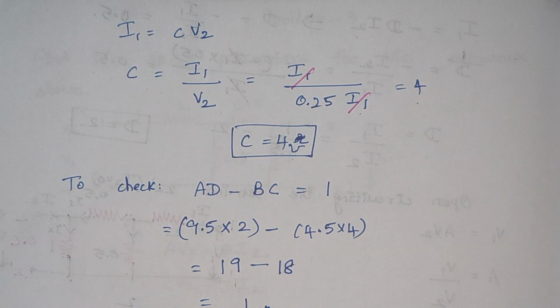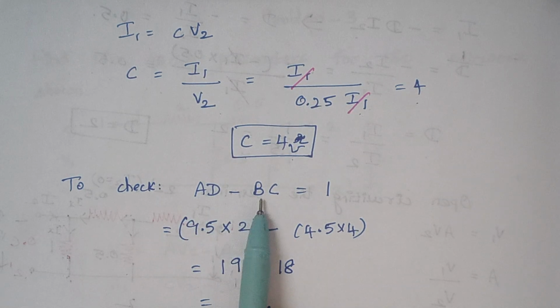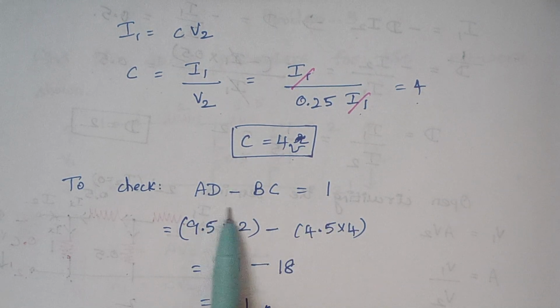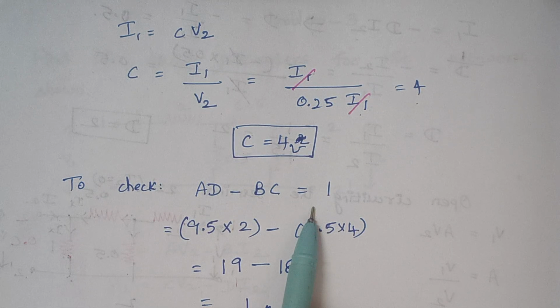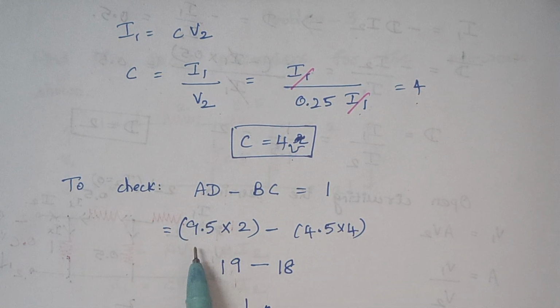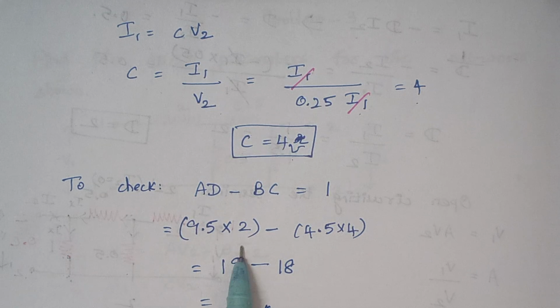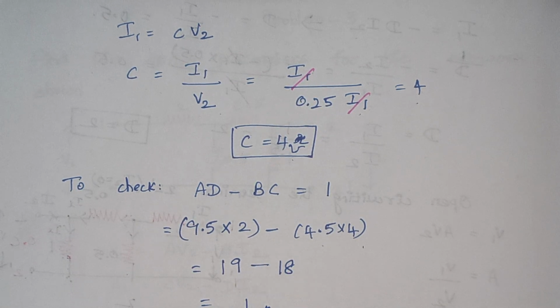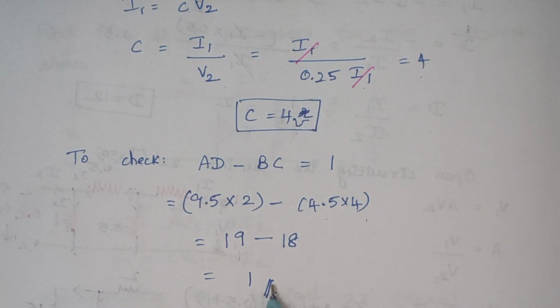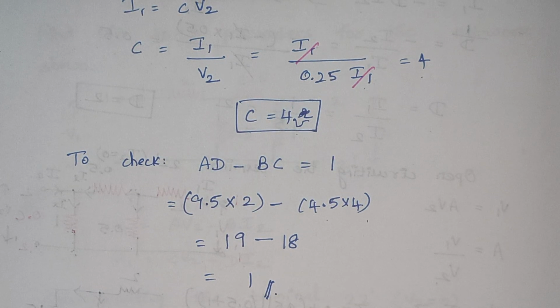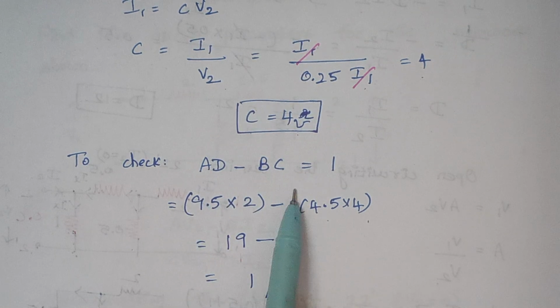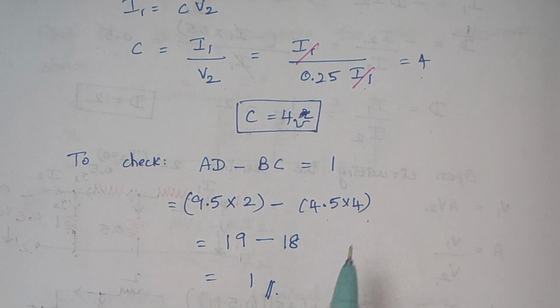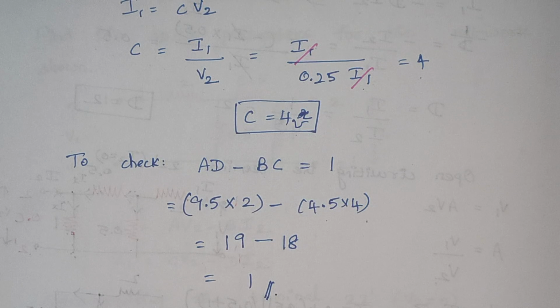And finally, we can have a check, that is AD minus BC is equal to 1. This holds for all transmission parameters. When you substitute the values, you see A and D as 9.5 and 2, and B and C as 4.5 and 4. When you solve this, here we have 19 minus 18, finally, which is equal to 1. Therefore, all the 4 parameters satisfy this equation. Okay, they get tallied here. Therefore our answer is perfectly correct.